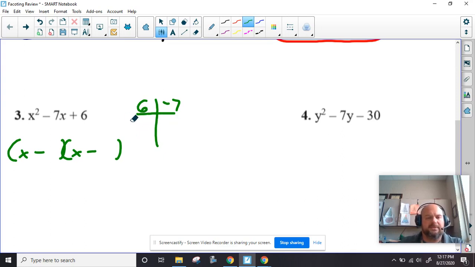So factors of 6. Negative 6 and negative 1, negative 3 and negative 2. All right, so when we add negative 6 plus negative 1, we get negative 7. Negative 5 doesn't work. And since these signs are the same, the order doesn't matter. You could have done x minus 1 and x minus 6 right here. It doesn't really matter.